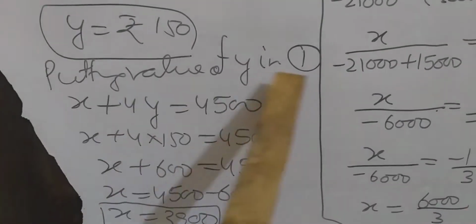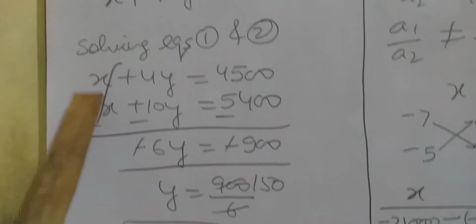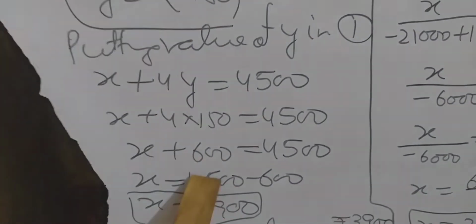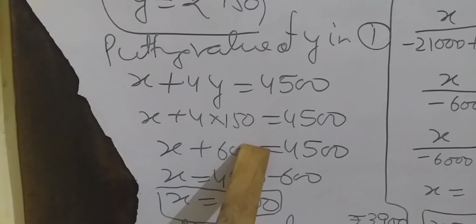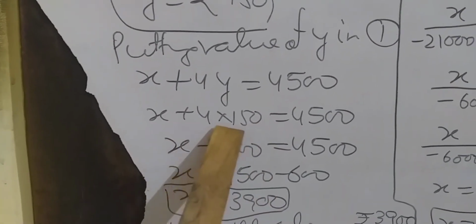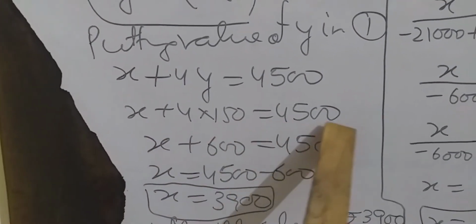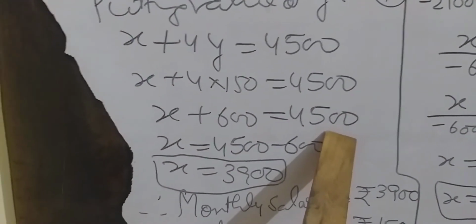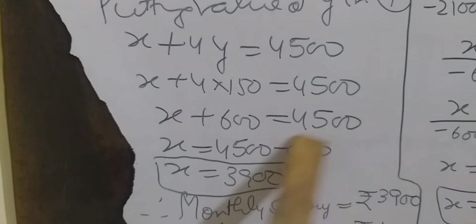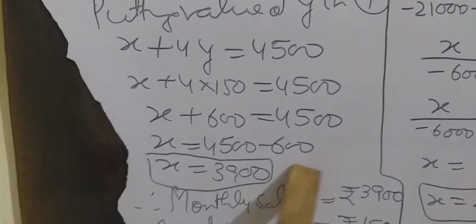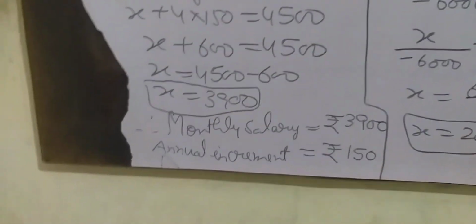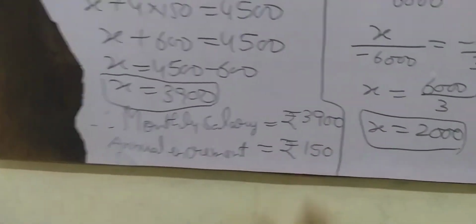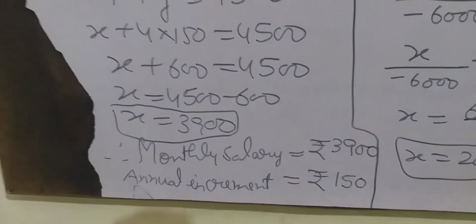Putting the value of y in equation number 1. So the value of y is 150; at the place of y we put 150. X plus 4 into 150 equals 4,500. X plus 600 equals 4,500. Transfer 600 this side: X equals 4,500 minus 600, 3,900. So the initial monthly salary equals rupees 3,900 and the annual increment equals rupees 150.